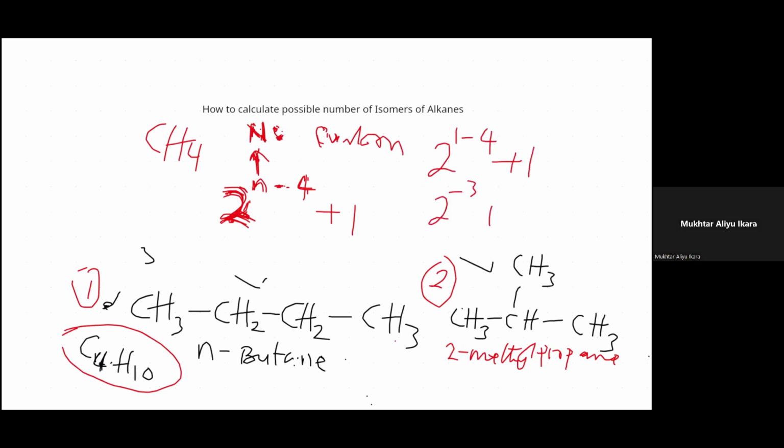Because this one is negative, we are going to neglect it, and it will be considered as 0. So for CH4, we have 1. This means that the number of isomers for methane is 1. It has only one structure.